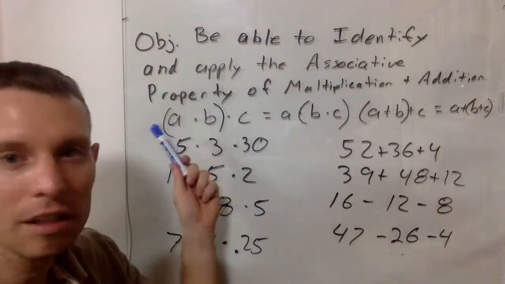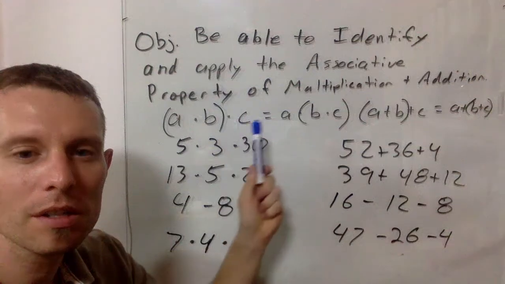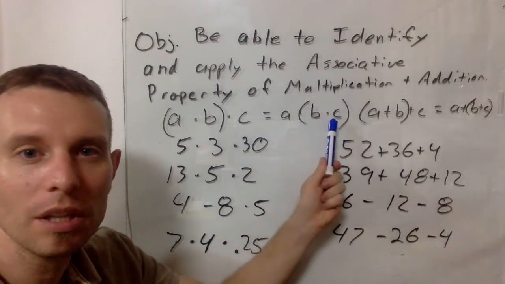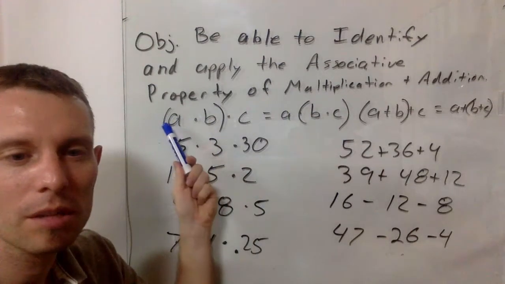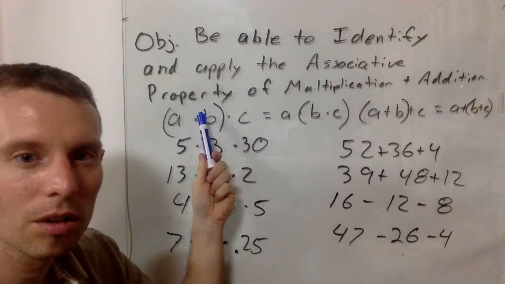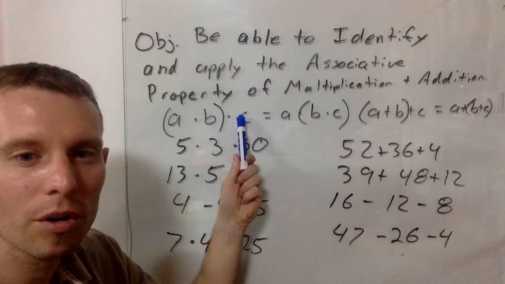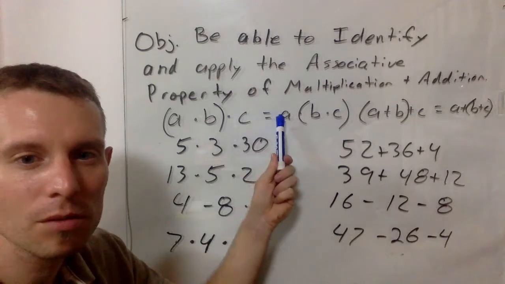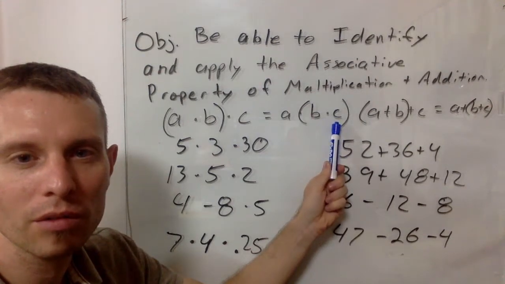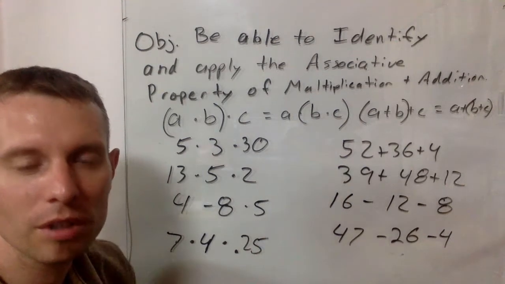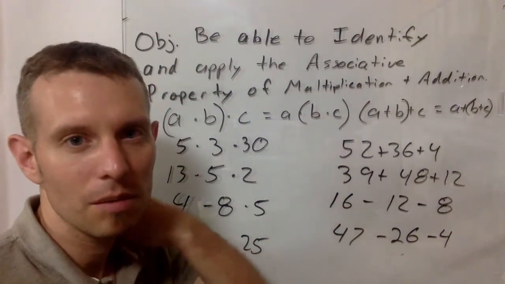If you have A times B, and then you multiply that times C, well, you're going to get the same answer as if you do B times C first, and then multiply times A. So let's just do a quick example. 2 times 3 would be 6, and 6 times 4 would be 24. Well, if this was the 2, this is the 3, that's the 4, 3 times 4 is 12, and 12 times the 2 is also 24. So you can see how that works. You can do either one first, and you'll still get the same end result.